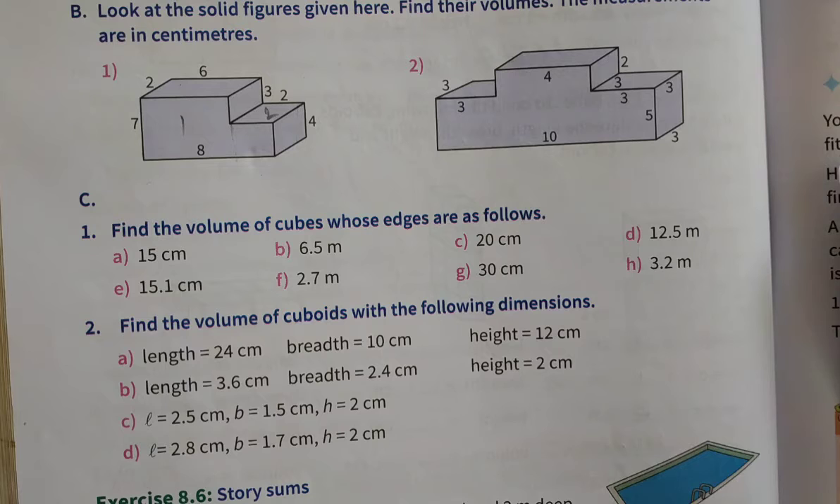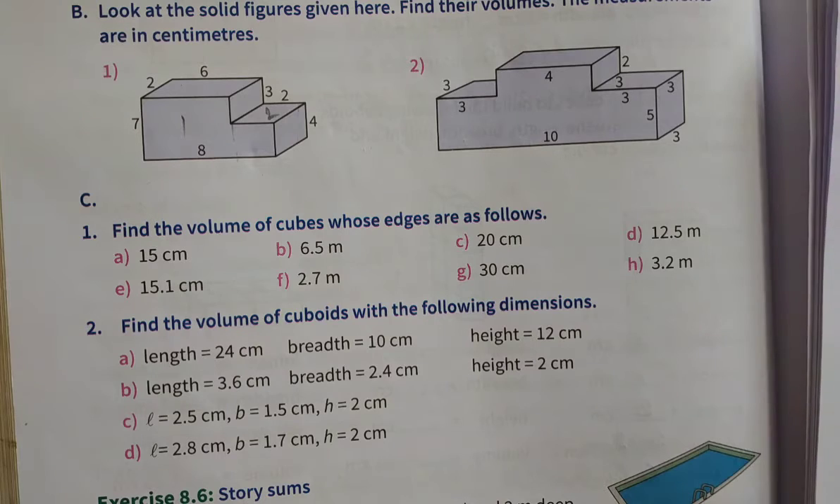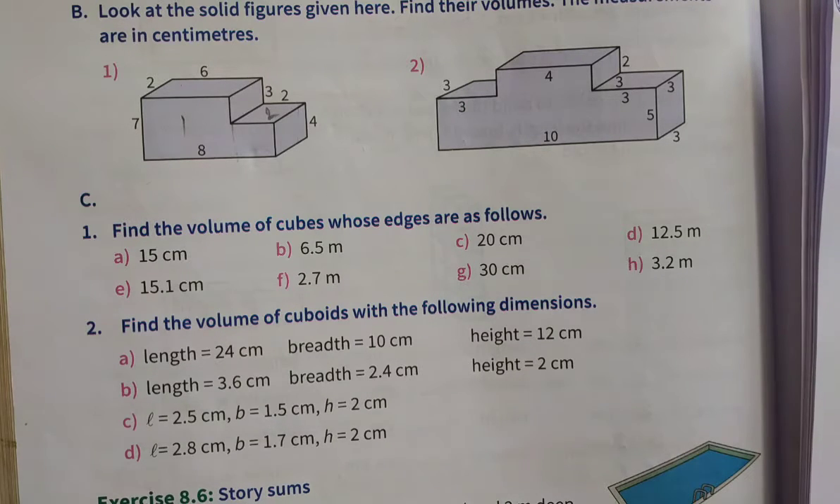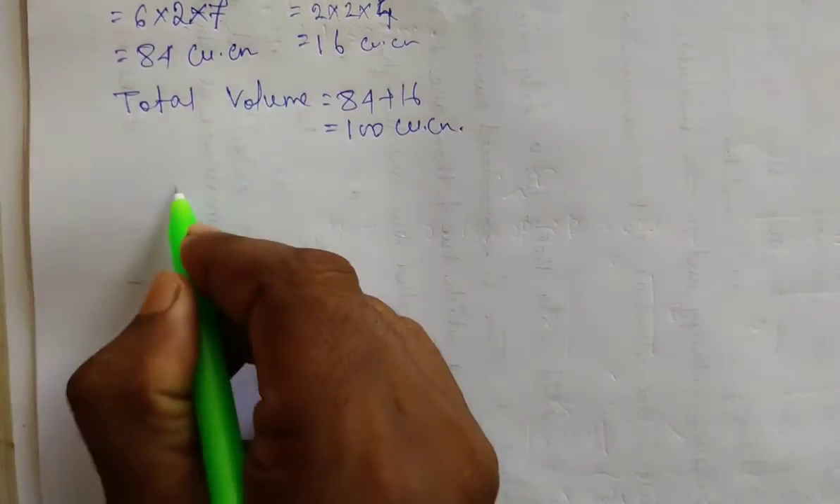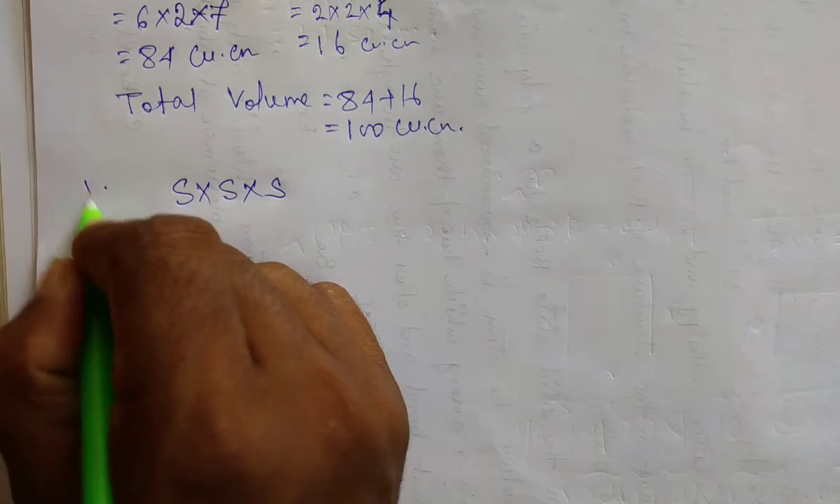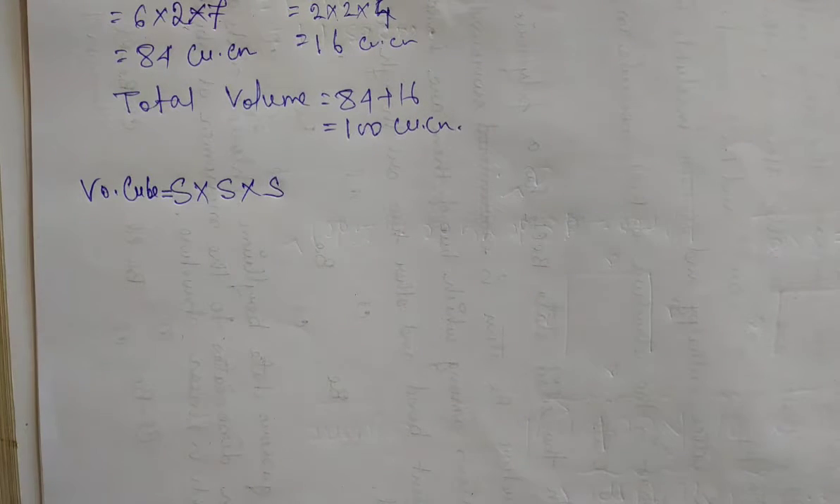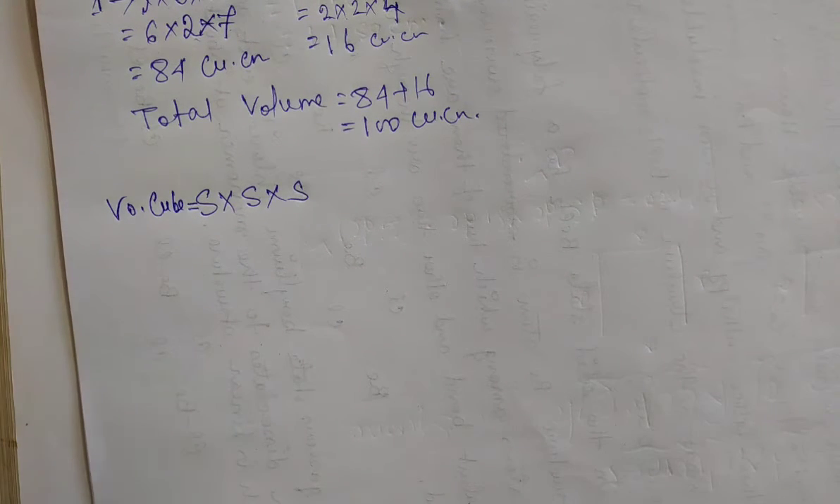Now try to solve question number C. Find the volume of cubes whose edges are as follows. So we have to find the volume and the edge is given. What is the formula for the volume of a cube? The formula we know is side into side into side. Actually it is length into breadth into height, and all are the same for a cube shape.